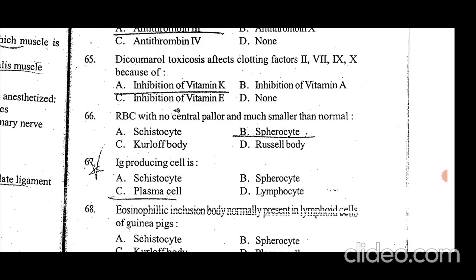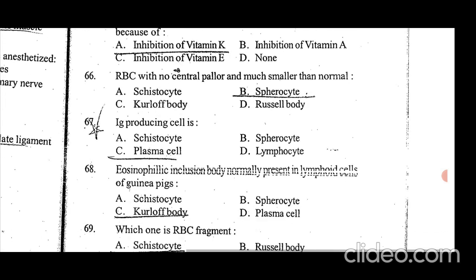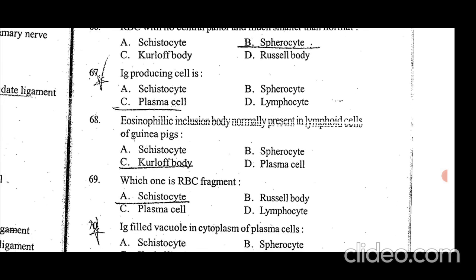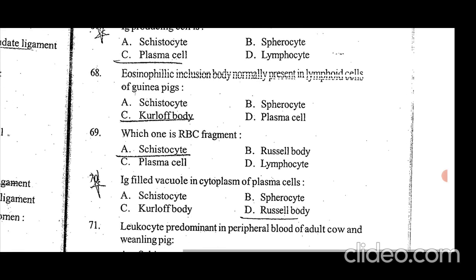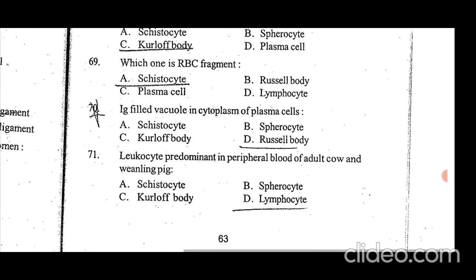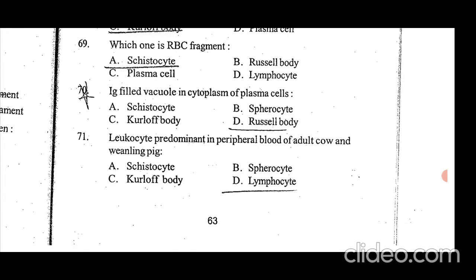Immunoglobulin producing cells, plasma cells, give rise to immunoglobulins. Kurloff bodies are the eosinophilic inclusion bodies normally present in lymphoid cells. Schistocyte is a fragment of red blood cell. Russell body is a plasma cell whose cytoplasm has a vacuole filled with immunoglobulin. And the predominant leukocytes in peripheral blood are the lymphocytes.